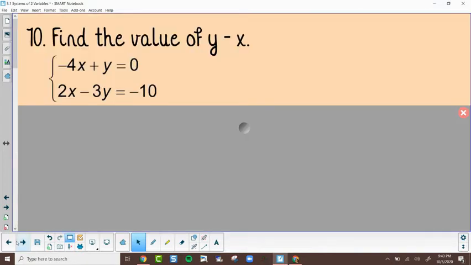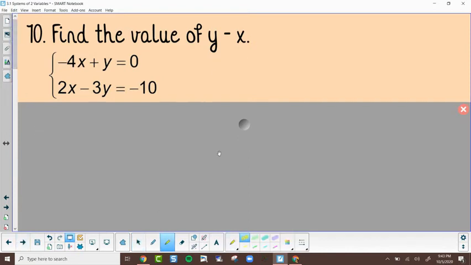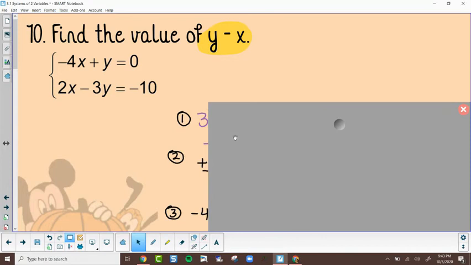All right, pause the video and try this one using either method, elimination or substitution. All right, welcome back. I'm going to show you both methods, depending on what you picked. The key on this one is this last step. Whenever you got done, you had to plug back and find y minus x. All right, so a little bit of elimination.